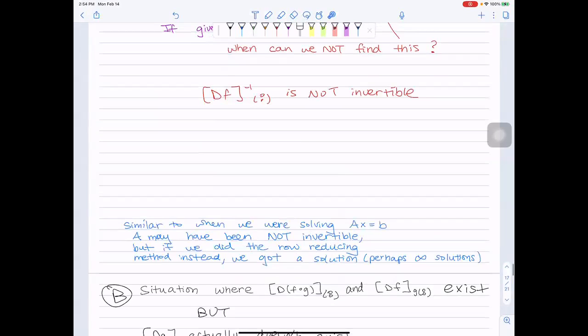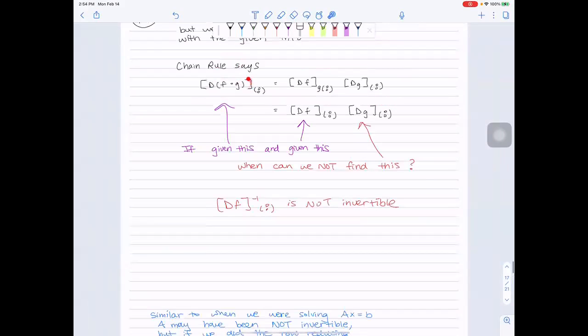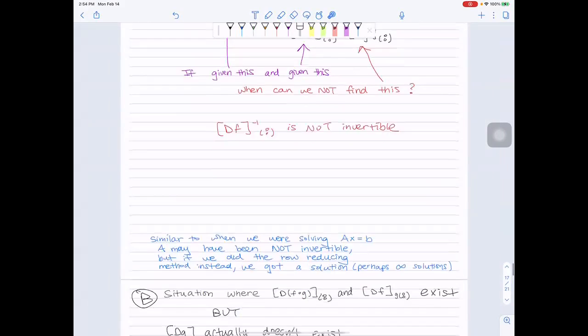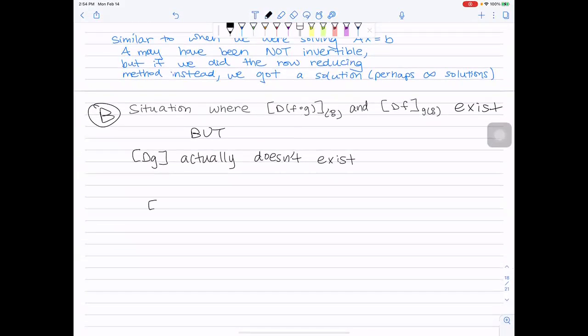Okay, next situation. What about where the derivative of f of g and the derivative of f exist? Like you can actually find it, but then it turns out that this derivative itself doesn't exist. So the previous situation was just where, given certain information, we weren't able to physically calculate dg. But here it actually doesn't exist. So let me give an example.